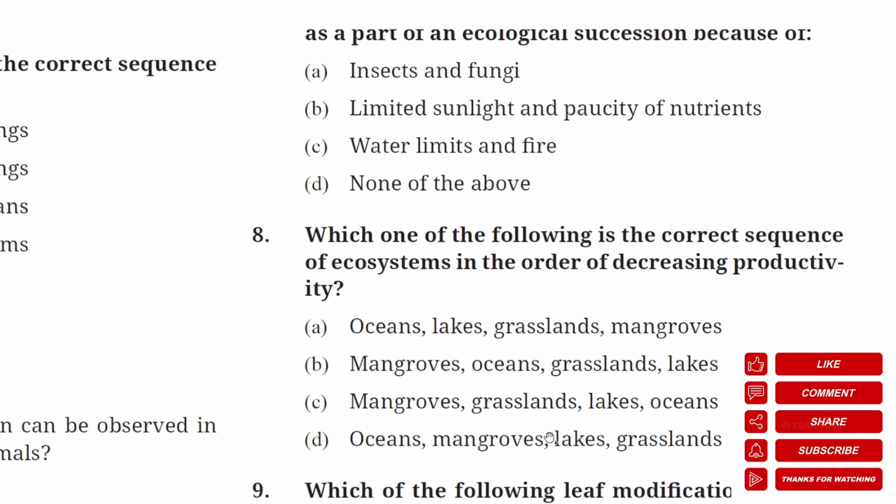Let's see. Productivity is the rate of organic matter or biomass production. The productivity of an ecosystem is of two types, primary and secondary. So mangroves have higher productivity, then comes the grassland, then lakes, and then oceans. Okay. So answer is C.